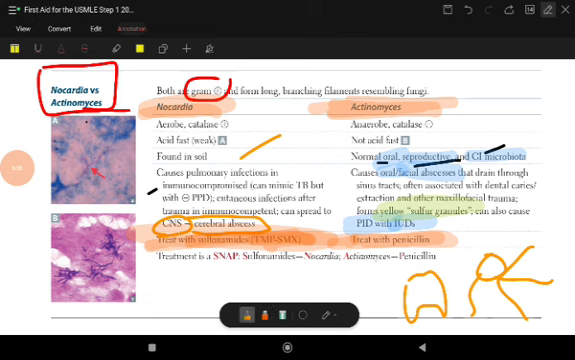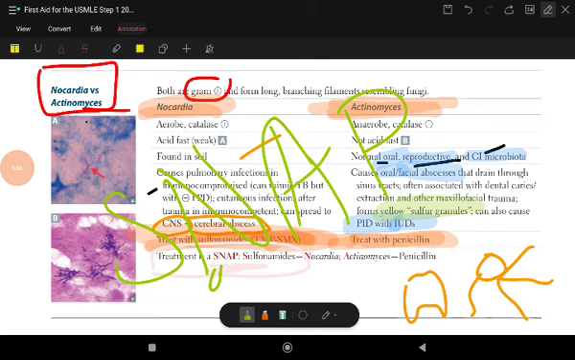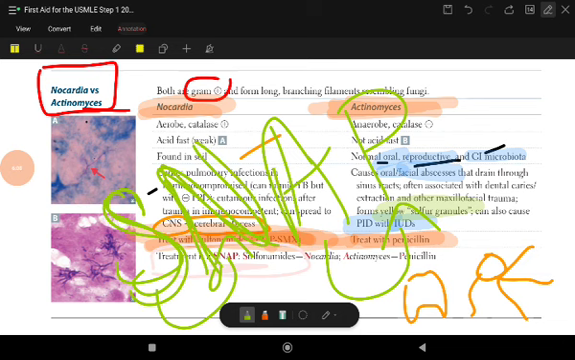Now, one mnemonic to remember over here is SNAP: sulfonamide. Now, what does it even mean by SNAP? It's not a meaning, it's just a mnemonic. S for sulfonamide and N for Nocardia, A for Actinomyces, and P for penicillin. That means sulfonamide is for Nocardia, whereas Actinomyces is penicillin. This is just for understanding, a mnemonic. We can say that sulfonamide is the treatment of Nocardia and penicillin is the treatment of Actinomyces. That's what we mean by SNAP over here.